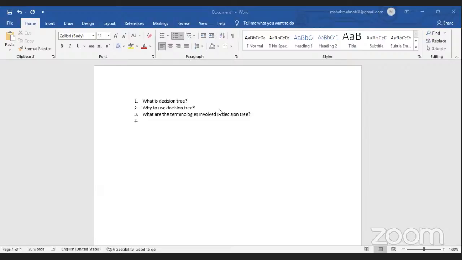There is one more terminology in decision tree, which is pruning. When do we use pruning? When we are facing overfitting issues. Pruning is the process of removing the unwanted branch or branches from the tree. These all are the terminologies involved in the decision tree algorithm.